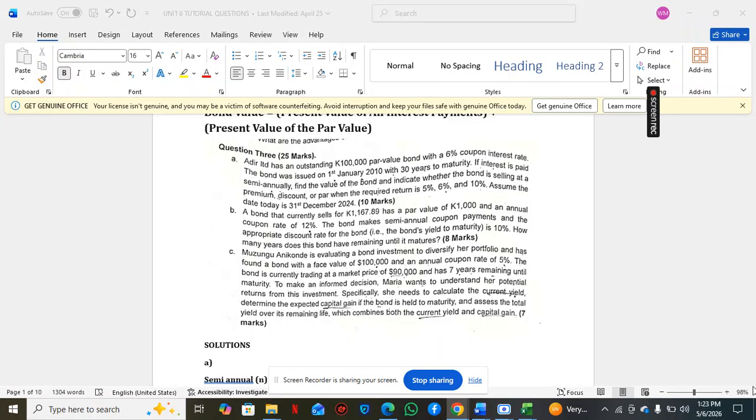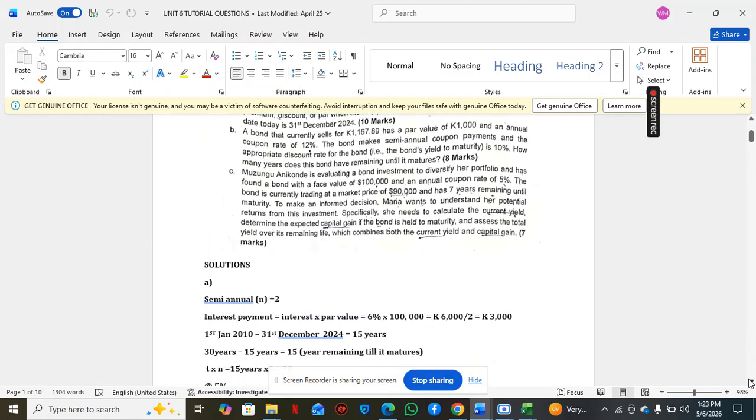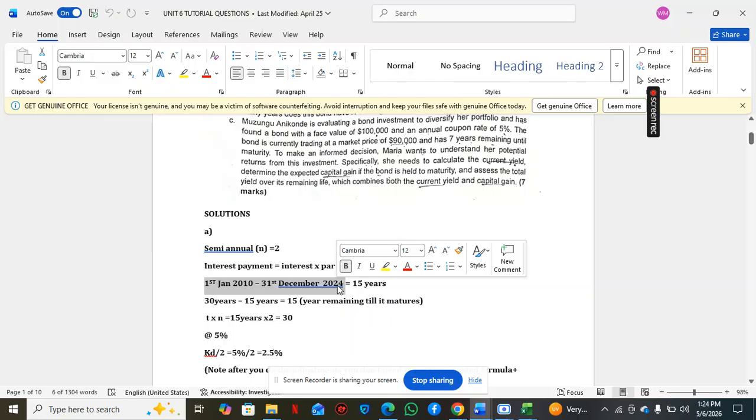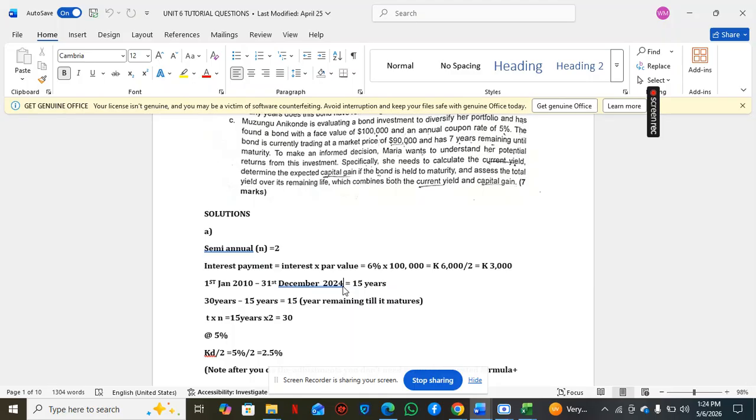Okay, first things first, this bond was issued on 1st January 2010. It's got 30 years to maturity. Now the date today is 31st December 2024. So we have to find out, from 1st January 2010 to 31st December 2024, how many years is that? 2010, 2011, 2012, 2013, 2014. If you're using your fingers to count, you'll see that it's 15 years.